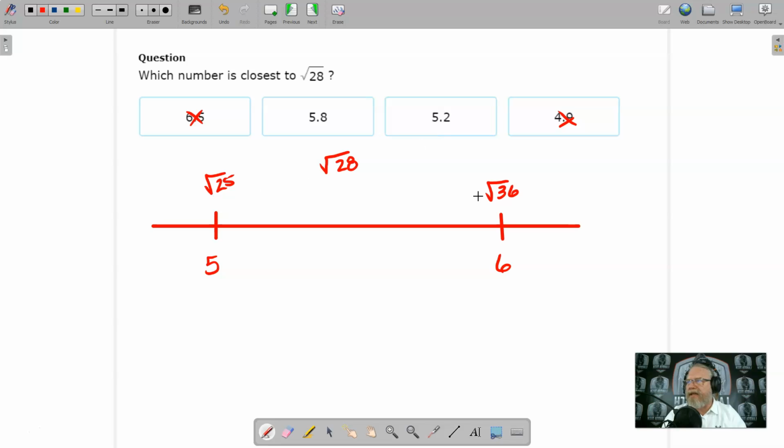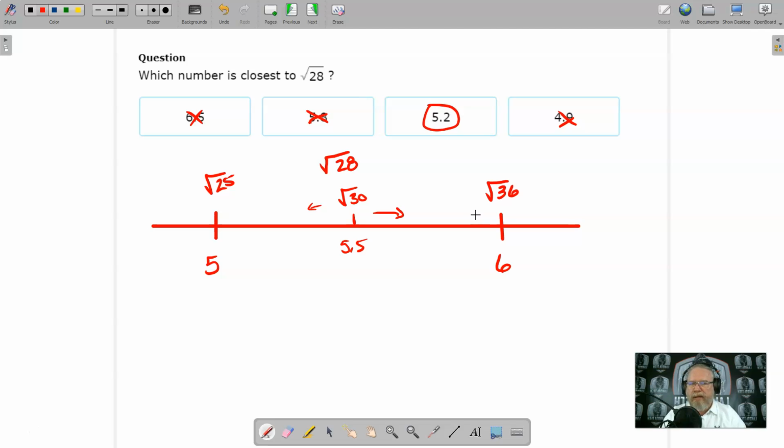Well, 25 to 36 is a jump of 11. So if we think half of 11 is like 5.5, let's just think maybe 5. So 25 plus 5 is 30, so root 30 is going to be right here, close to 5.5, 5.4, something like that. And 28 is going to be less than it, so it's going to be down here below. It's going to be something less than 5.5. So we know that 5.8 is not there. Therefore, it must be 5.2.